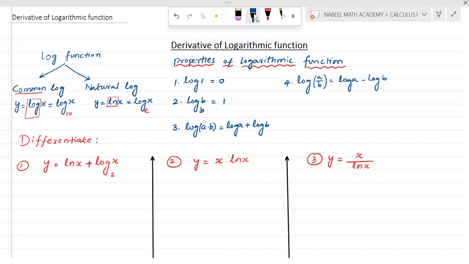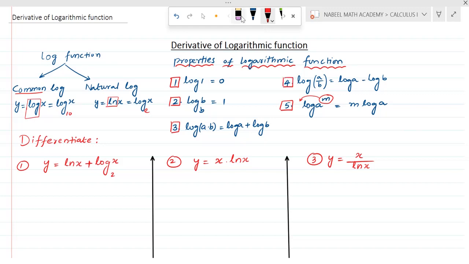These properties hold for both common and natural log. And the last one is the power rule. If you have log of a to the power m, I can bring this power in front, so it is m times log a. These are the 5 important properties we use to solve or simplify the logarithmic function. So let us check how to solve the problem.